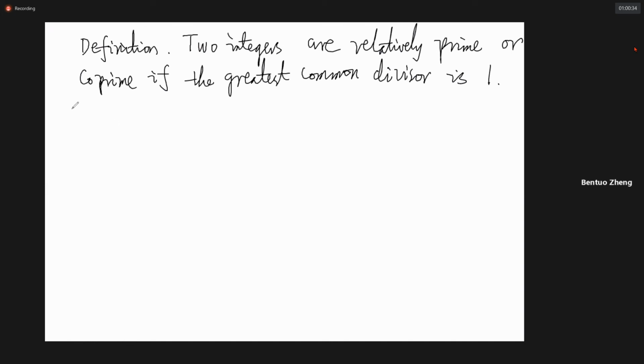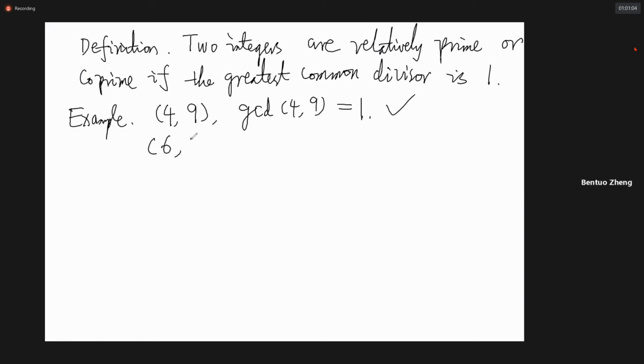So for example, if you look at 4 and 9, because the greatest common divisor of 4 and 9 is equal to 1, they are co-prime, okay? But if you look at 6 and 18, then it's clear the greatest common divisor of 6 and 18 is equal to 6, so they're not co-prime. I think this is a very commonly used notion.